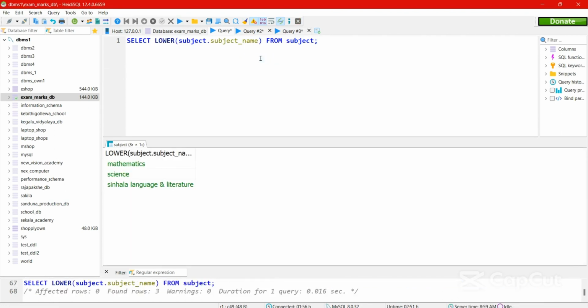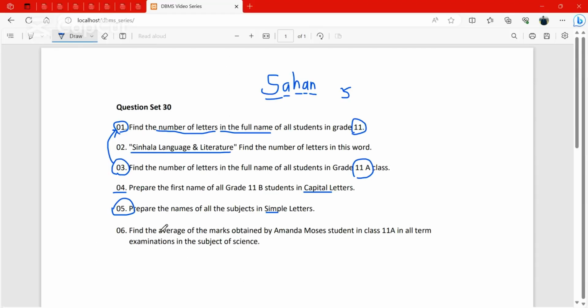Let's execute this. So you can see here we got all the subjects in simple letters. Even the first letter is also simple. So this is the answer for the fifth question. Let's move on to the last one.